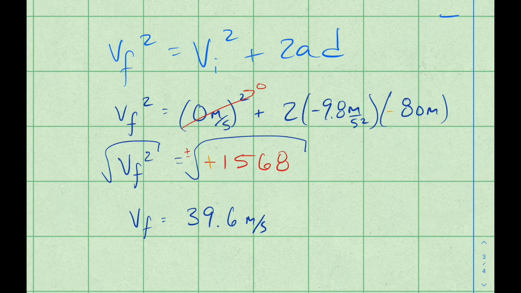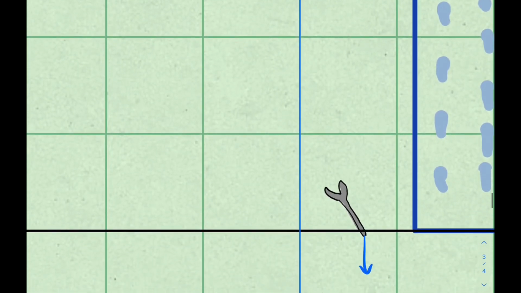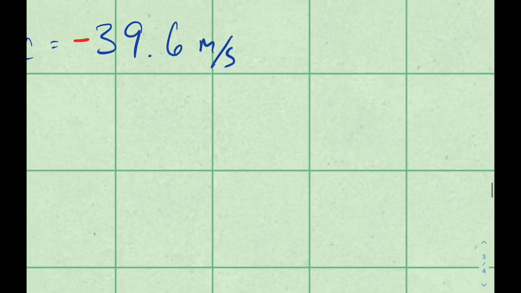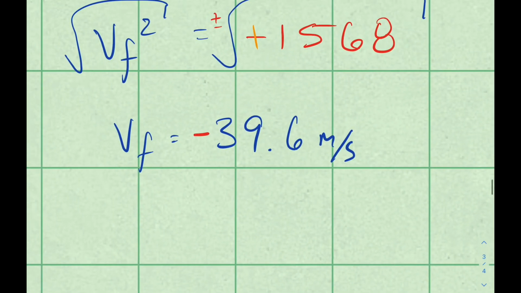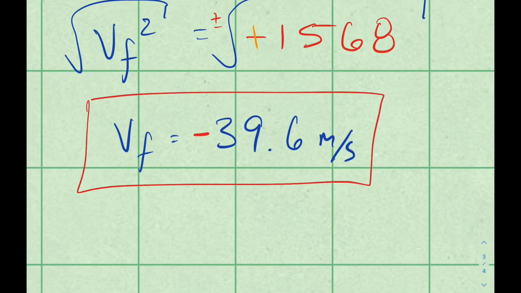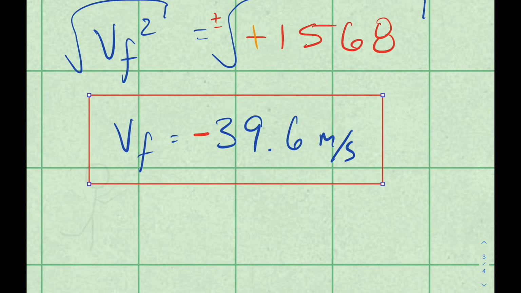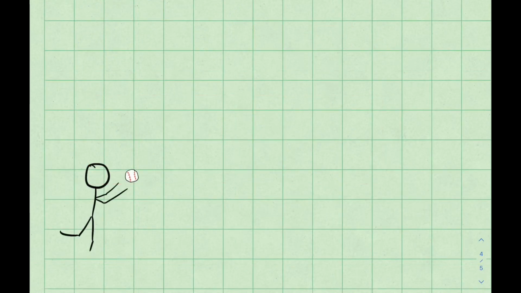Remember, whenever we take a square root, there's that plus or minus that hangs out in front of it. Because the wrench is traveling down, we choose the negative, because the wrench is certainly not going to hit the ground while it's traveling up. You can see it's pointing in the downward direction. This is the negative direction, so we choose the negative here as well, and that's our answer.